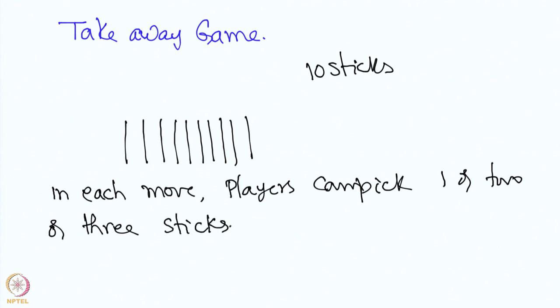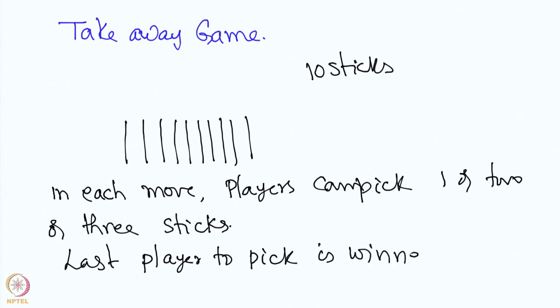Again, the last player to pick is the winner. So there is a certain number of sticks. In this picture we have 10 sticks and the players are making their moves alternately, and each player can pick either one stick or two sticks or three sticks. Now the last player to pick is the winner here.